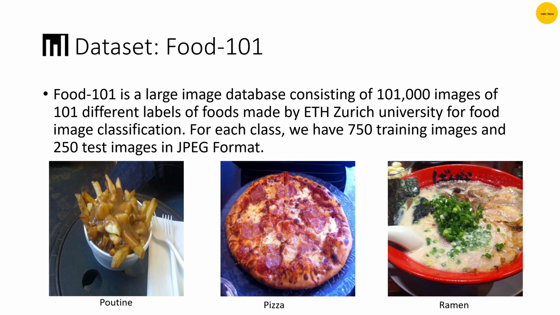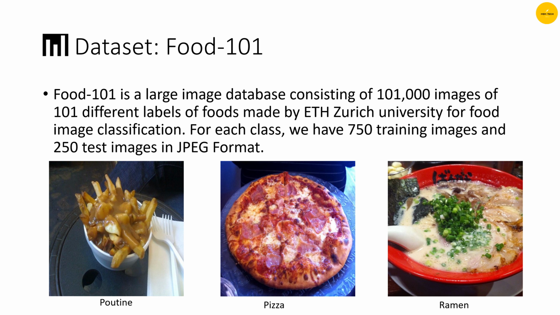To tackle this problem, we used the Food 101 dataset. As indicated on the slide, Food 101 is a large and widely recognized image database specifically made for food image classification research. It was developed by ETH Zurich University, Zurich, Switzerland. This dataset is quite extensive, comprising a total of 101,000 images distributed across 101 distinct food categories or labels.